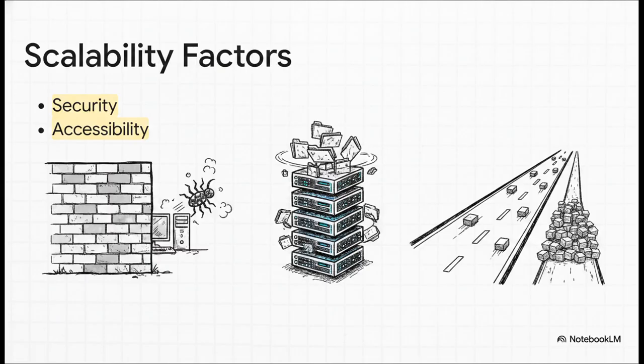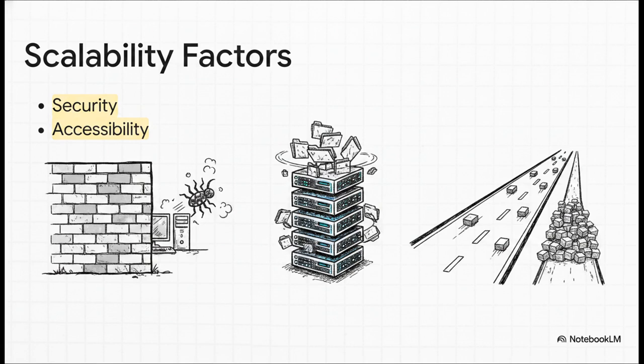First is security. If a network gets unstable from too many users, firewalls can actually fail, leaving you wide open to cyber attacks. Second is storage solutions. More users mean generating way more files, so we have to upgrade our servers. And third is accessibility, which is all about bandwidth.